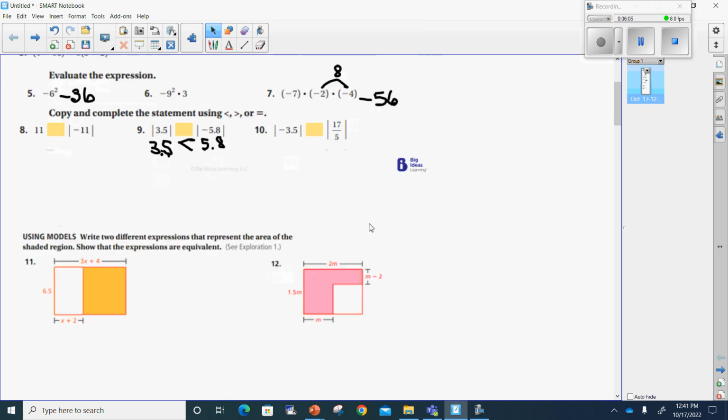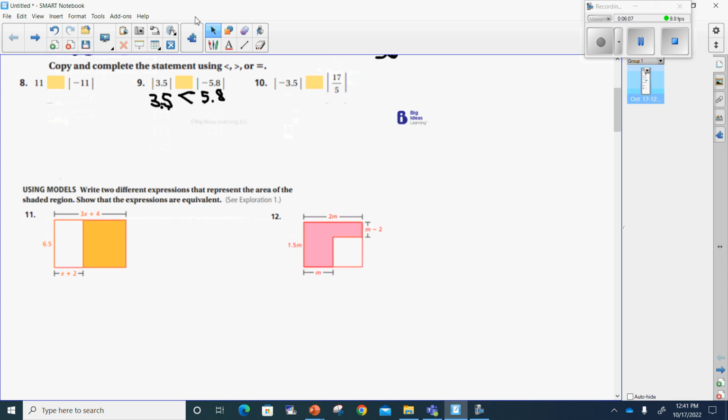And I'm going to go on to our next thing, number 11. Number 11 says, write two different expressions that represent the area of the shaded region. Show that the expressions are equivalent. So two different expressions. Okay, remember it has to represent the area, right? The area is going to be length times width.